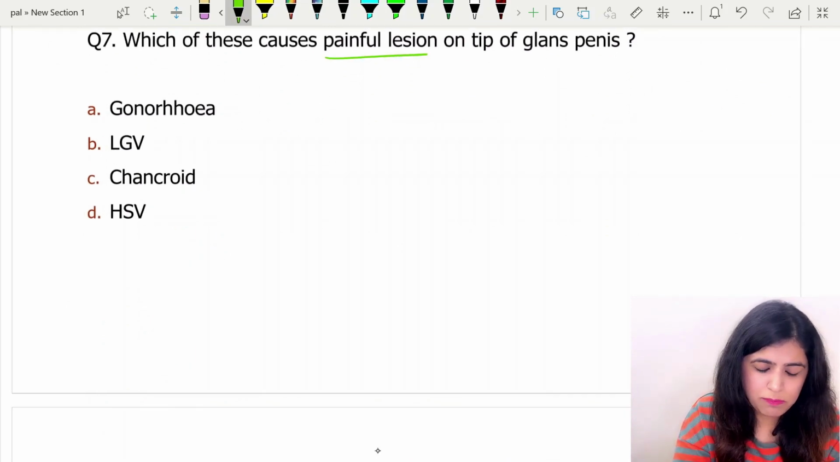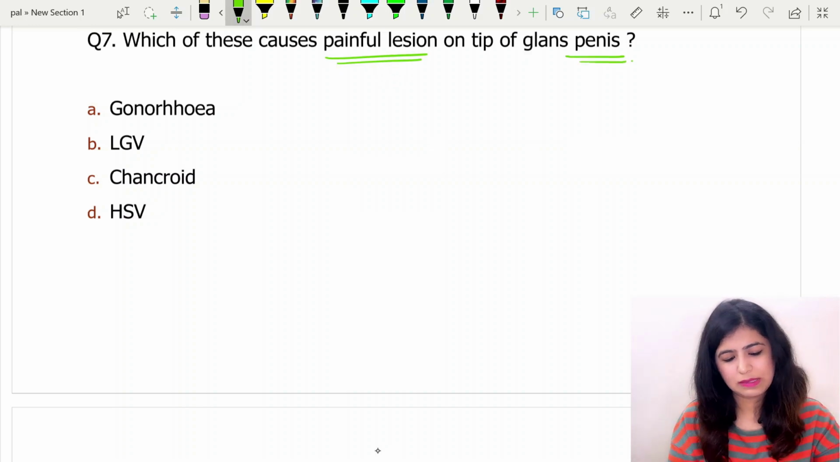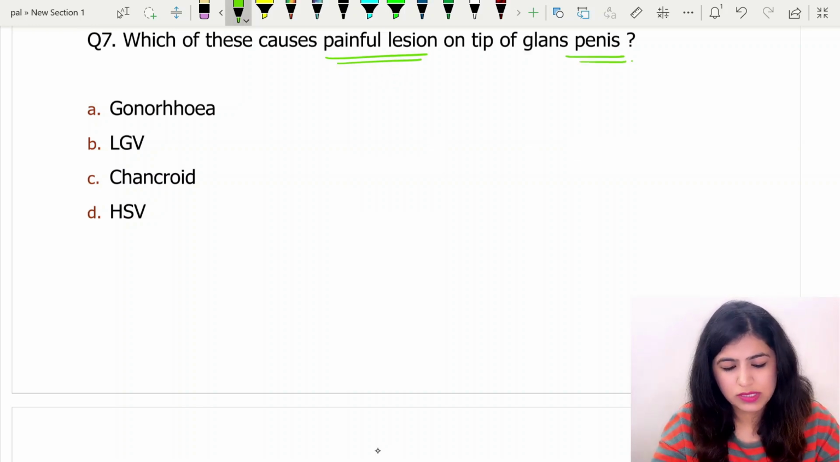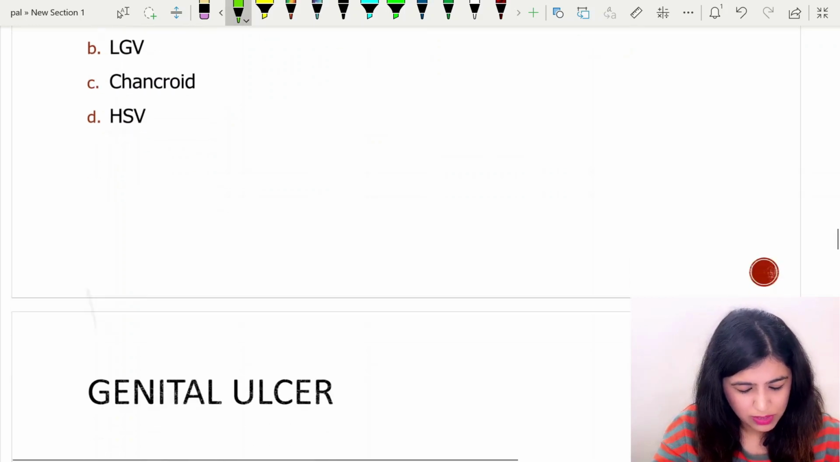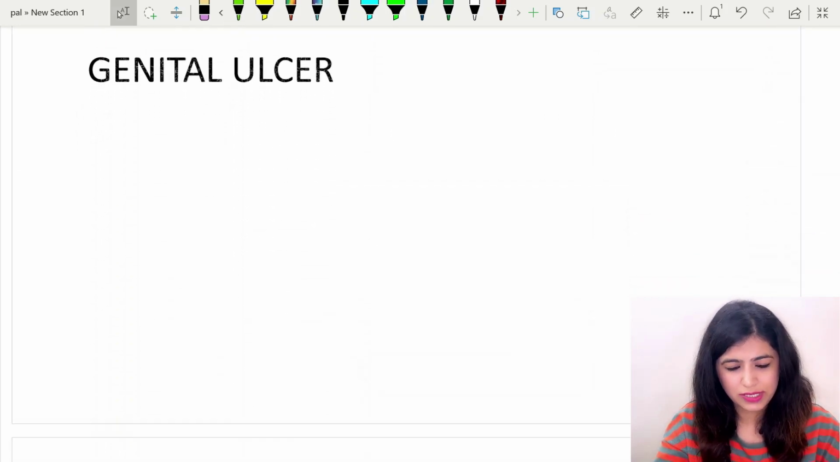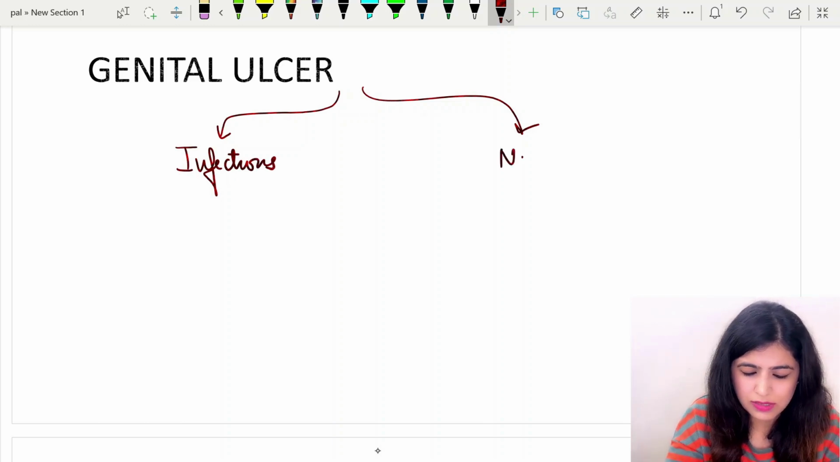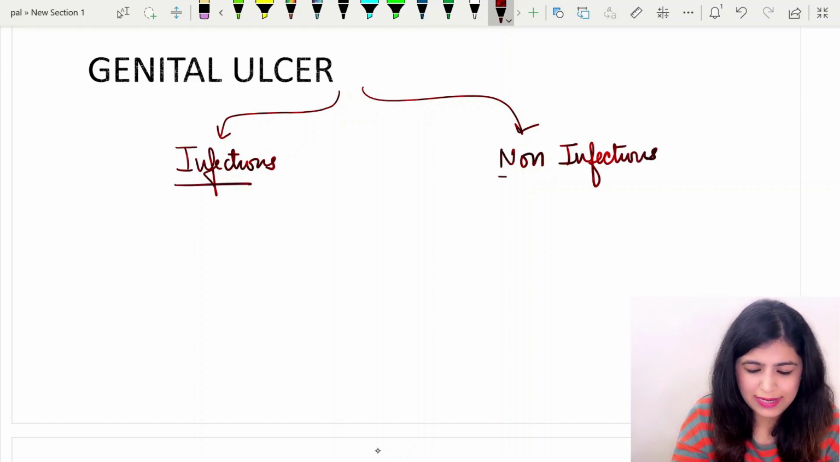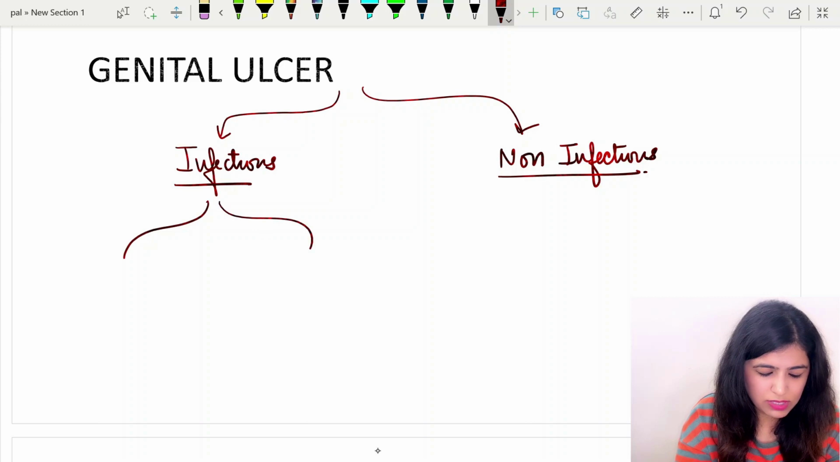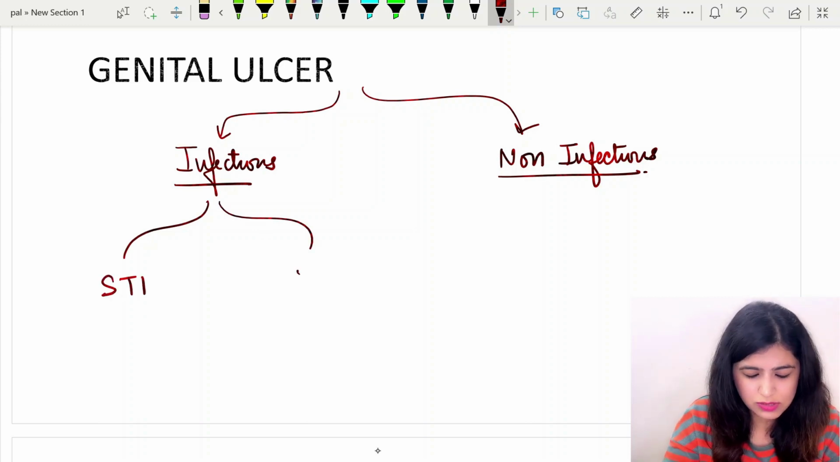Which of these causes a painful lesion of the glans penis? So which of these causes a painful lesion on the glans penis? Now, when you talk about an ulcer on the genitalia, we generally divide it into 2 categories. What are the two categories? An infectious ulcer and a non-infectious ulcer. So infectious and non-infectious. In the infections, again, we divided into two categories: STI infections or non-STI infections.